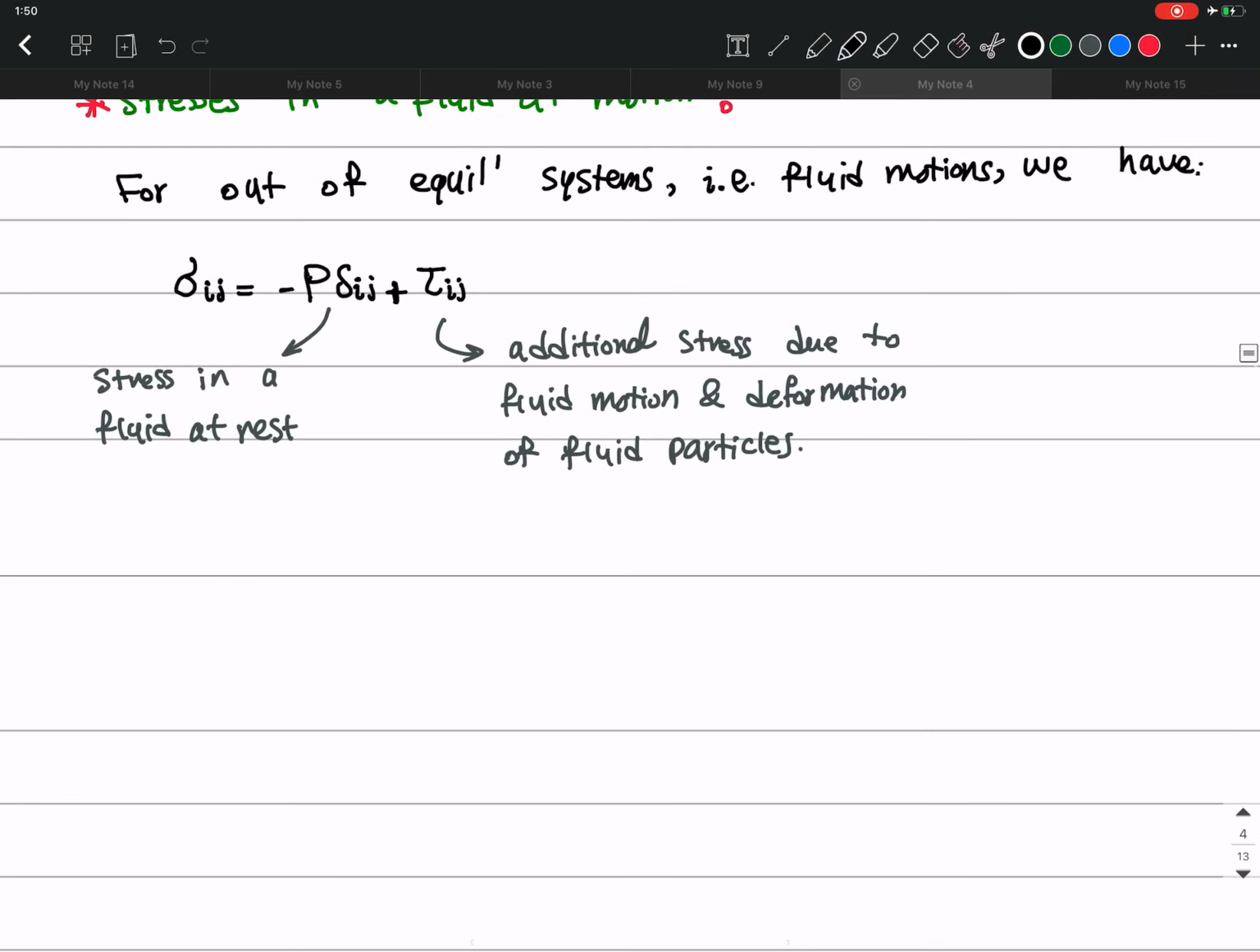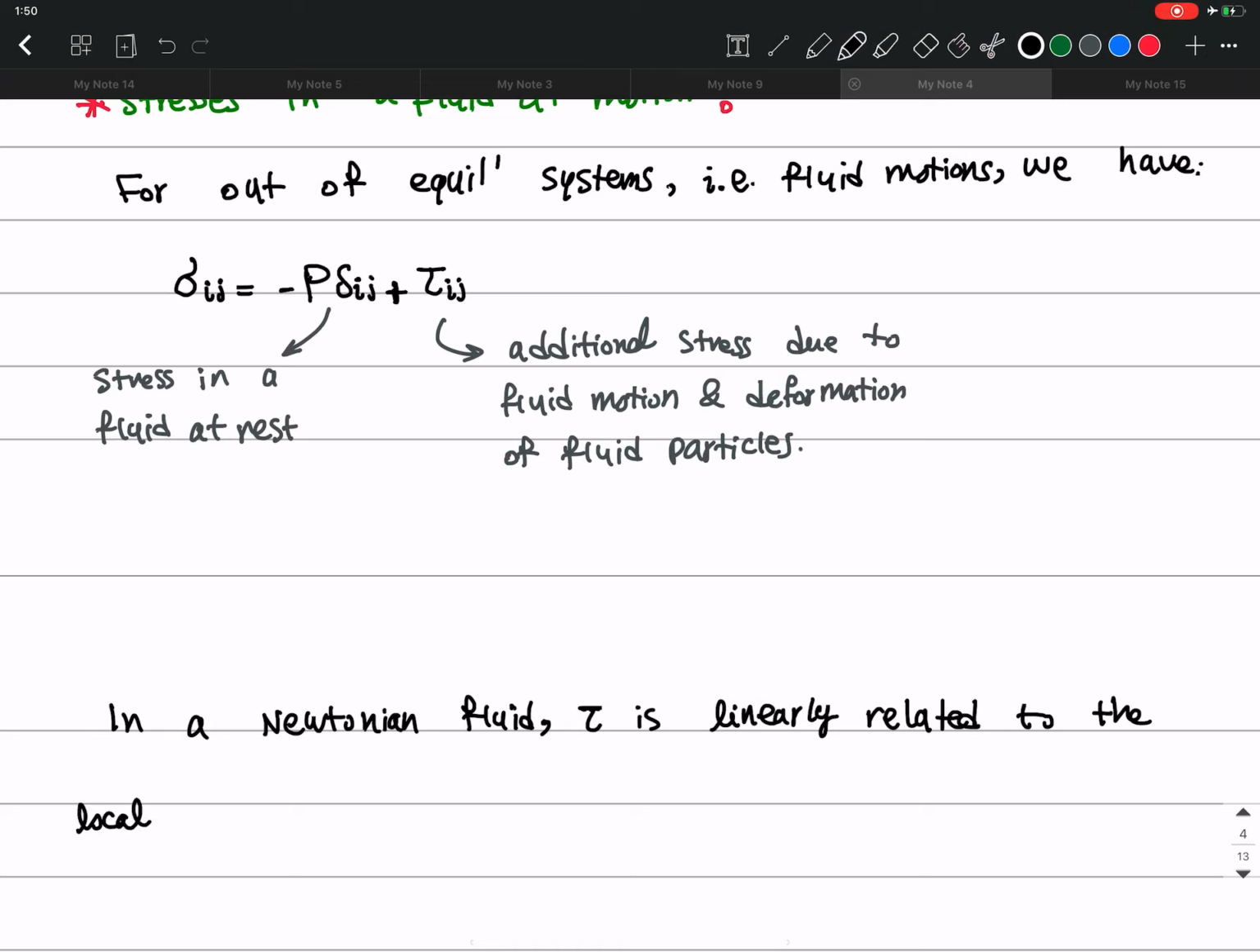And one thing that we know from the first few lectures, that in a Newtonian fluid, tau, or the shear stress, is linearly related to the local instantaneous velocity gradient.